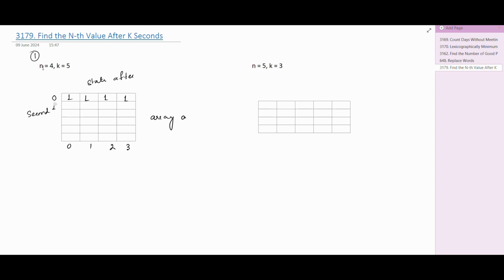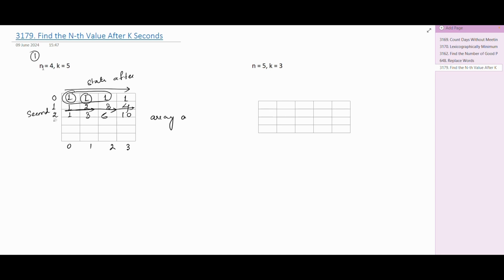So after the first second, the 0th element will be as it is, that is 1. The value at index 1 will be the value of index 1 plus the value of index 0, that will be 1 plus 1, that is 2. Then the value at index 2 will be the sum of index 0 to index 2, that will be 3. Similarly, the value at index 3 will be the sum of values from index 0 till index 3, that is 4. After the second second, the value at index 0 will be the same, 1. The value at index 1 will be the sum of 1 plus 2, that is 3. The value at index 2 will be the sum of 1 plus 2 plus 3, that is 6. And at index 3 it will be the sum of 1 plus 2 plus 3 plus 4, that is 10.